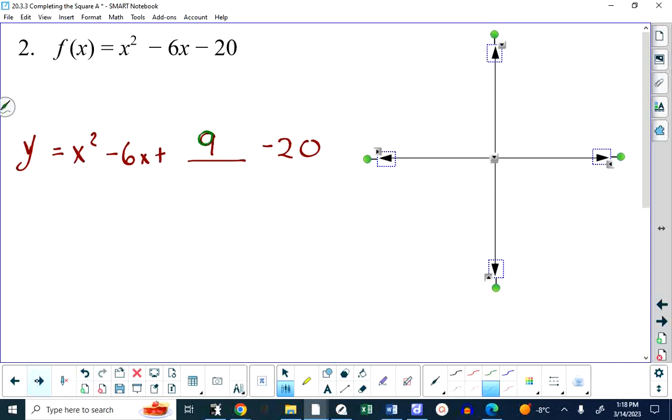I'll do this in a different color. I add 9 there, I take away 9 there. If I've done a good job of this, it's not that difficult. Once you've got that, all you have to do is say, well, this will be x plus 3 squared. Is this right? What's wrong with it, Paige?